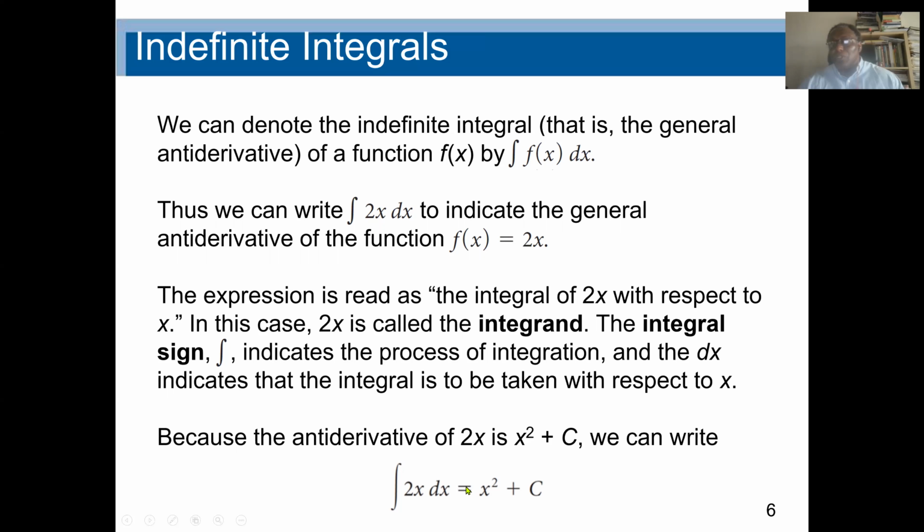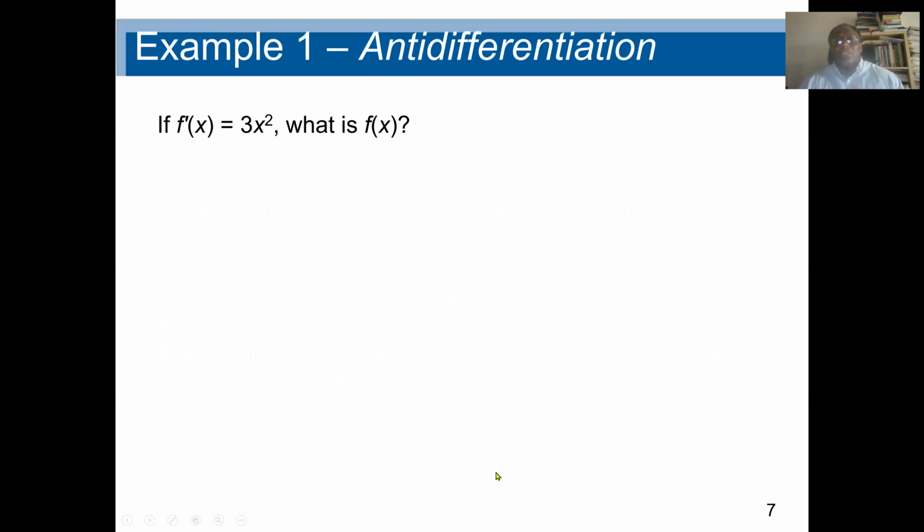And there's a formula for doing this, which we will go through in the next lecture. So we have a question here saying that f prime of x equal to 3x squared, which means the derivative of the function is 3x squared. What is the original function? So here we have to do the opposite again.